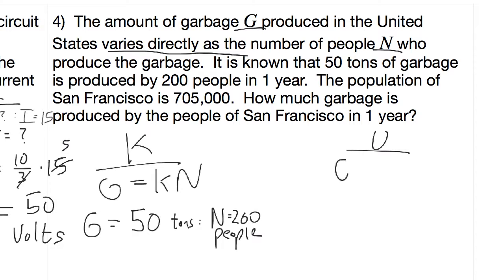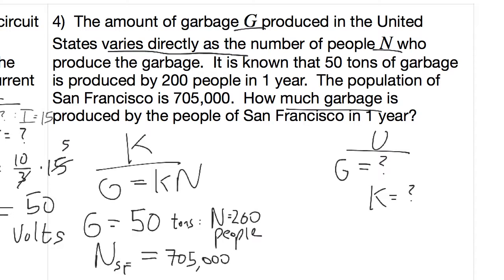What we don't know is what G is going to be for the city of San Francisco. That population is given as 705,000 people. We also don't know what K is. So although we want to find G, our first step, an intermediate step, would be to find K.